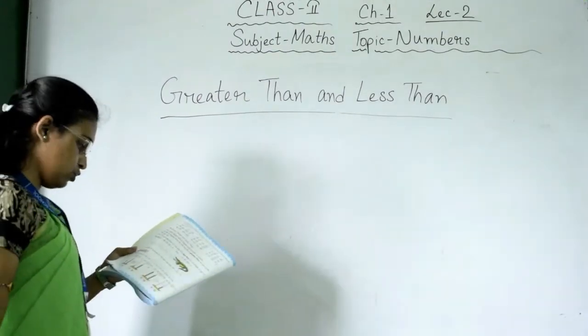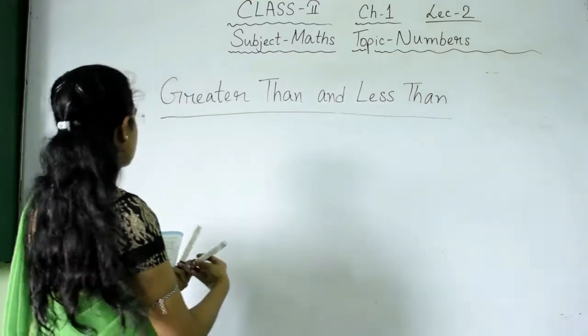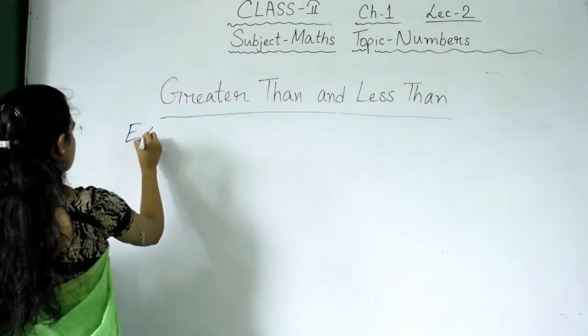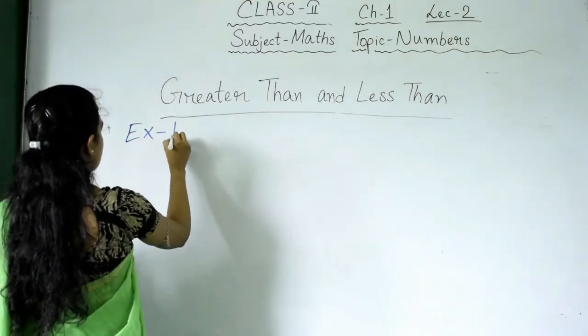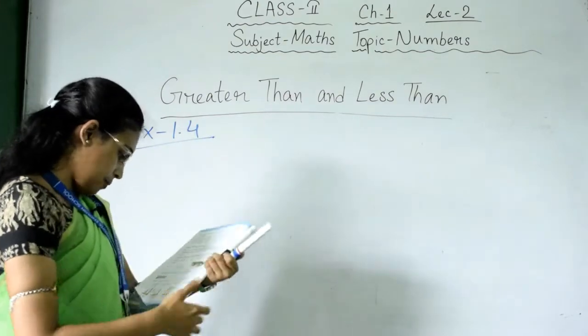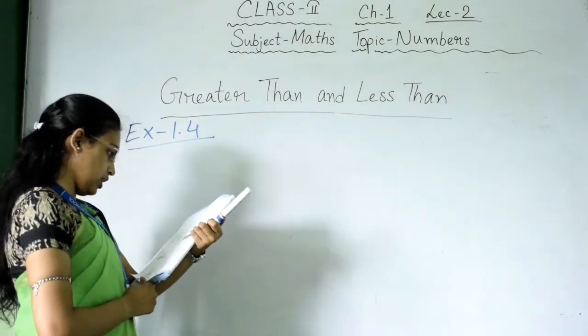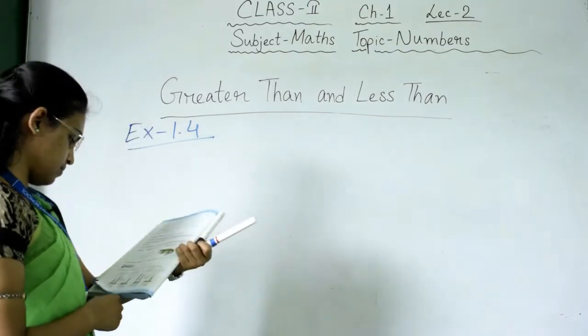Okay, now we will do this exercise. Exercise 1.4. Okay, which exercise? Exercise 1.4. Now what is the question? Complete and put the sign greater than or less than or equals to in the given box.